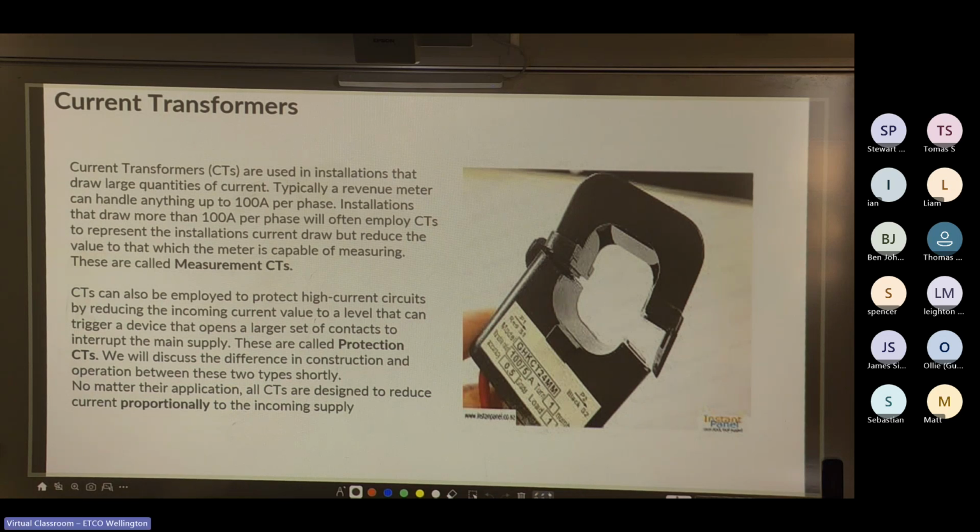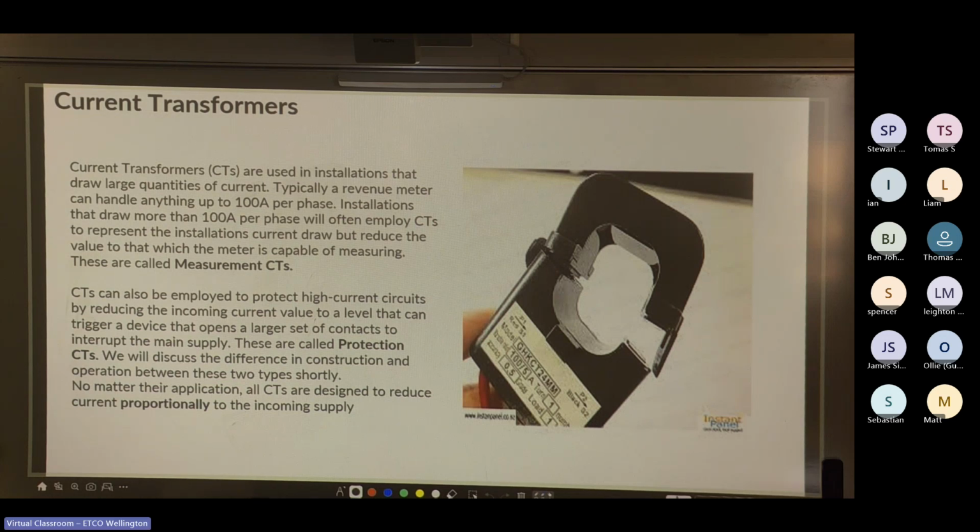Cool. So yeah, installations that draw more than 100 amps per phase will often employ CTs to represent the installation's current draw, but reduce the value to that which the meter is capable of measuring, and these are called CTs. So CTs can also be employed to protect high current circuits by reducing the incoming current value to a level that can trigger a device that opens a large set of contacts to interrupt the main supply. These are called protection CTs. We will discuss the difference in construction and operation between these two types shortly.